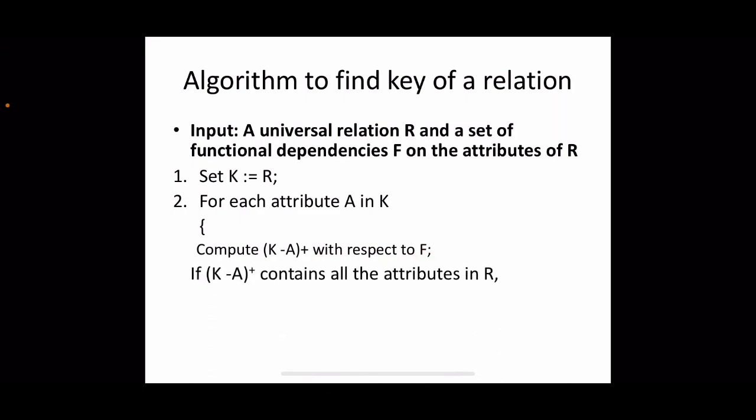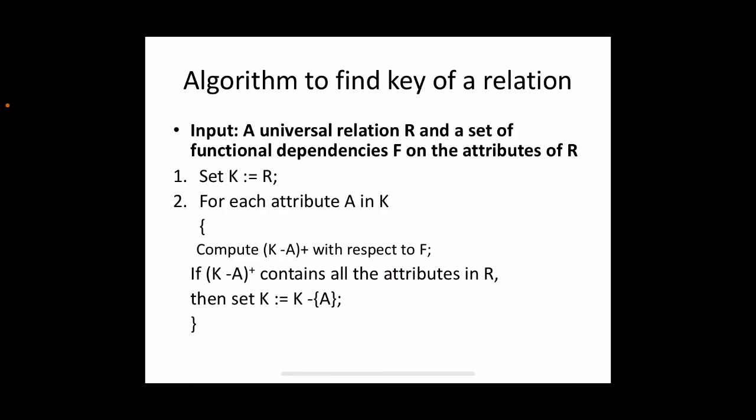Now, if this closure contains all the attributes in R, then we can remove A. Even if we remove this A and find the closure of the remaining set, it still has all the attributes in R. That means we can remove A. So set K as K minus A, and repeat this step for each attribute in K, until all the attributes are checked.